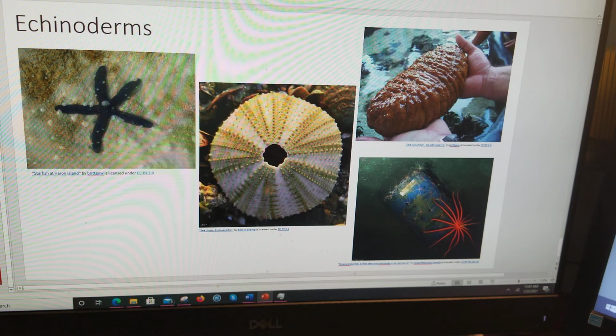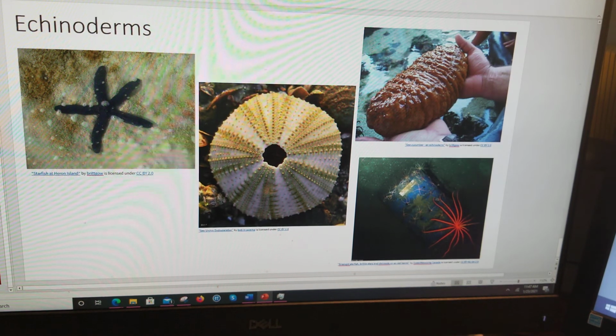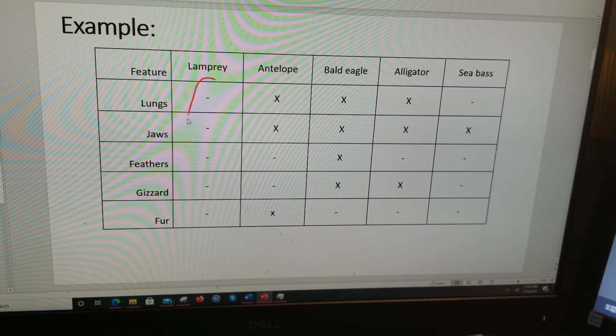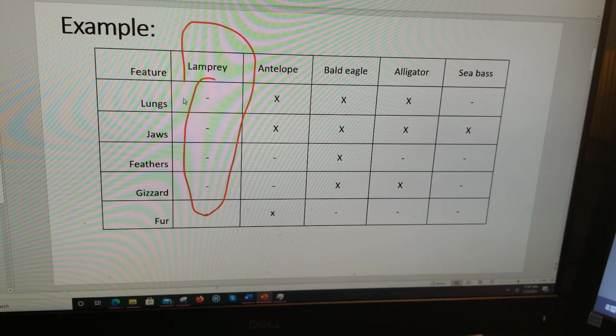One of these groups of species does not have all the features that you are going to be looking at, and it is called an outgroup. So you will find the outgroup, where in my case, my outgroup was my lamprey.